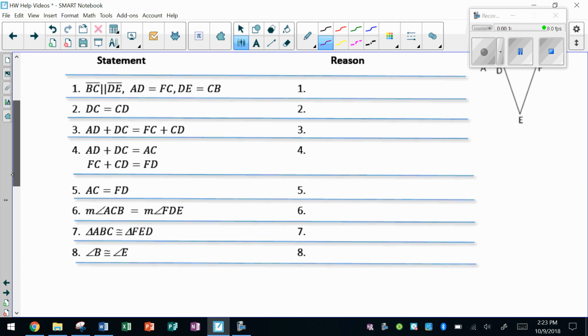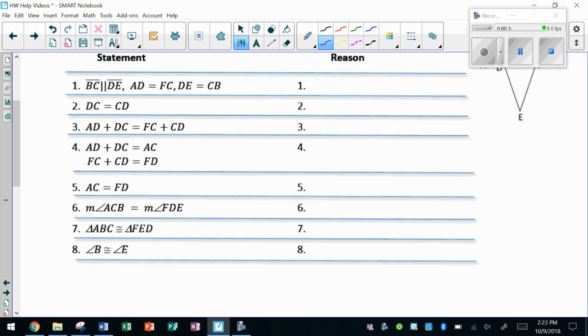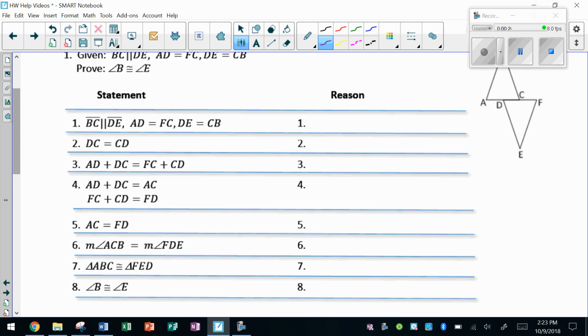For question number 1, I'm going to leave most of the reasons for you to fill in, but I am going to talk about 2, 3, 4, and 5. So for statement number 2, if you look at this, it says that DC is equal to CD, which is this piece right here. Because this piece is equal to itself, that would be our reflexive property.